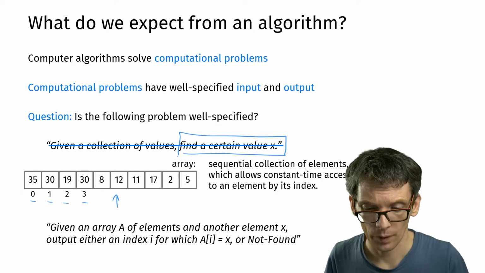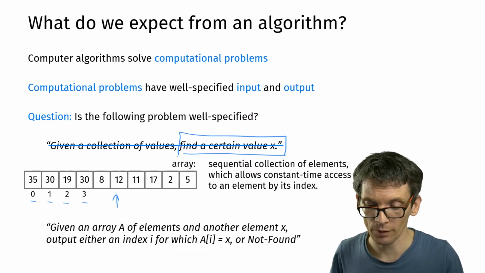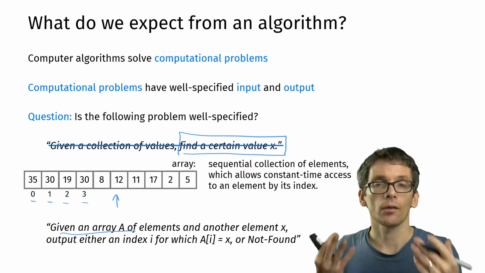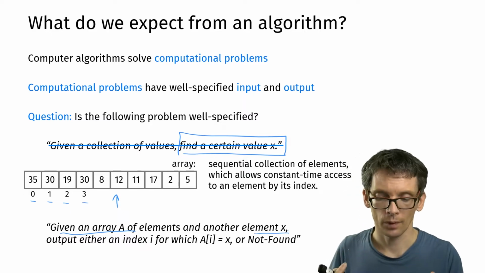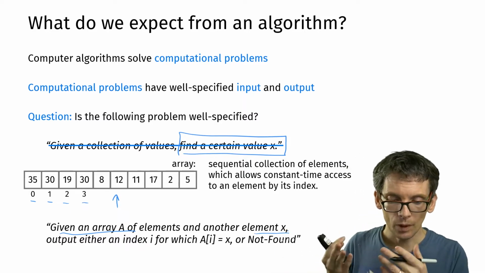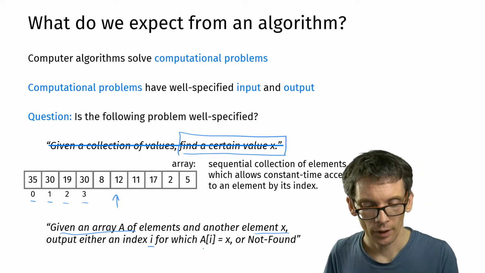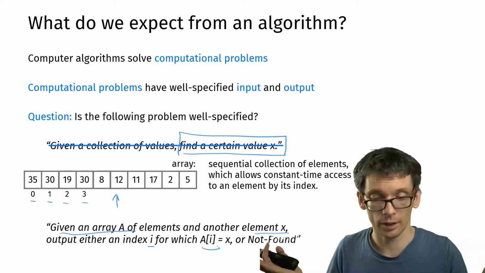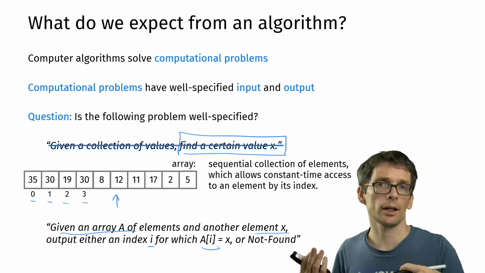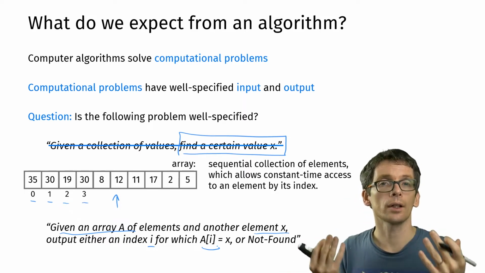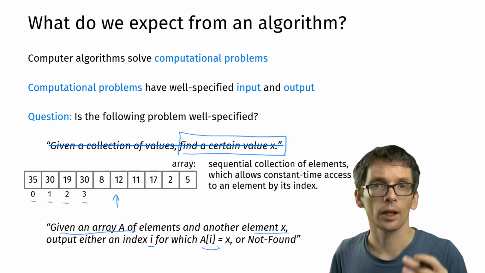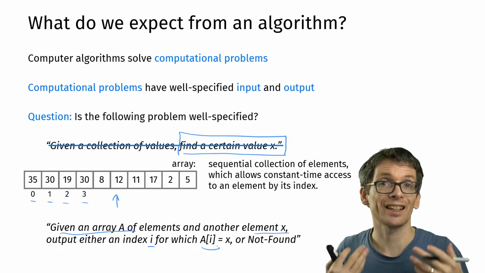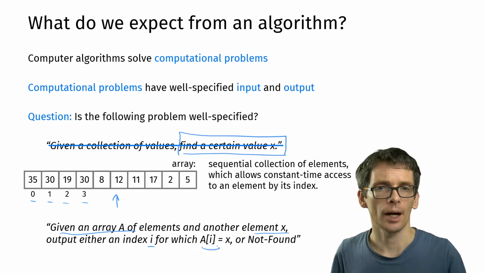So this is now a well-specified input and output specification for the problem we wanted to define here. Given an array A of elements together with an element x, we want to output either an index I such that the element at that index is x. So if x is 12 in this case, I would want to get as output 5. Or if that element doesn't exist, the algorithm should report that it can't find that element, or more specifically that that element is not in my array.